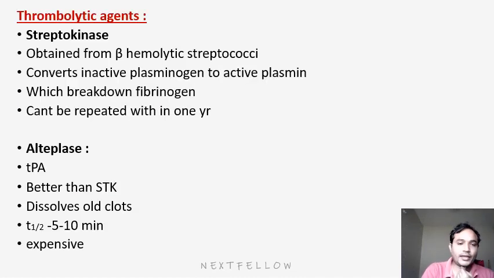What are the thrombolytic agents we have? We have streptokinase. We obtain streptokinase from beta hemolytic streptococci. It is obtained from bacteria, so it has an antigenic property. It converts inactive plasminogen to active plasmin. This active plasmin converts insoluble fibrinogen to soluble fibrin, which means the clot will get dissolved.